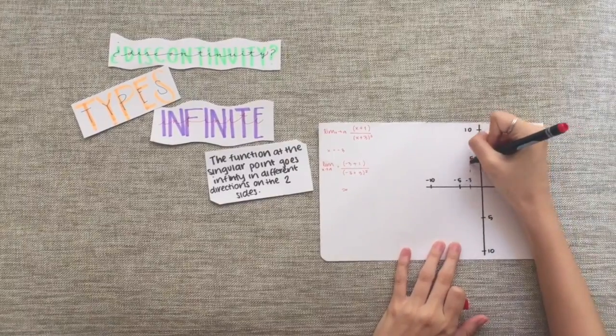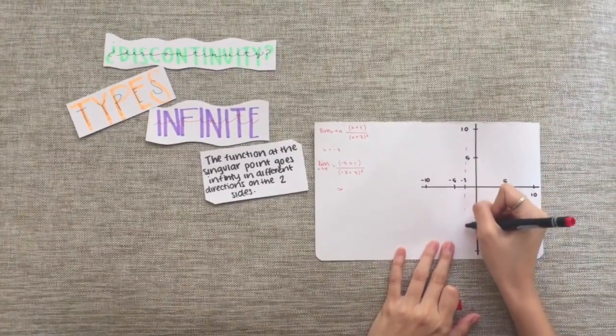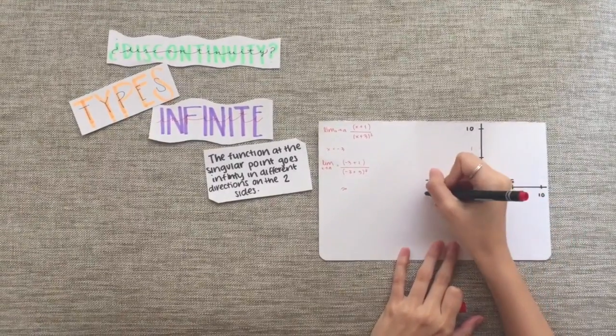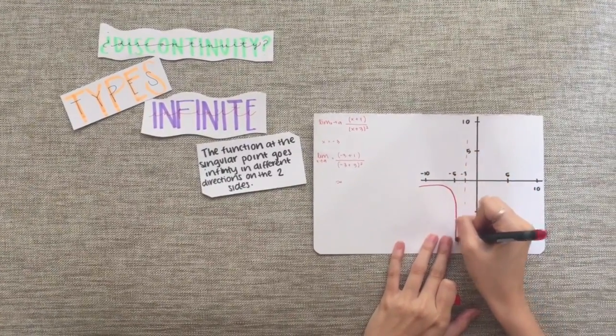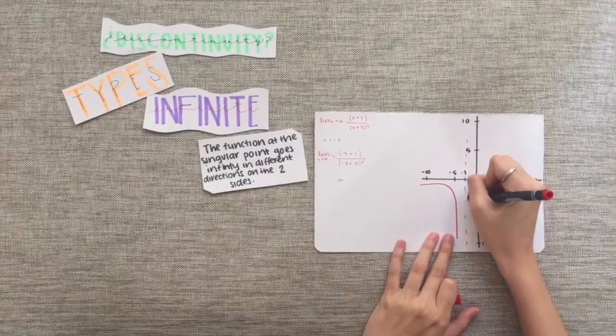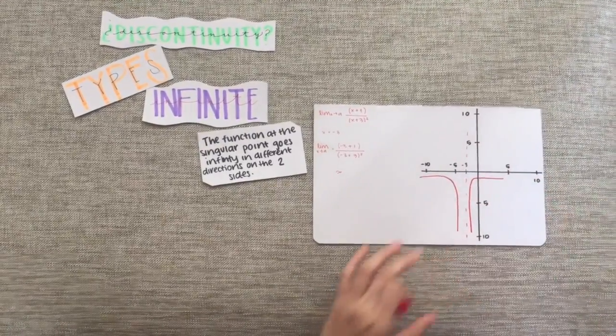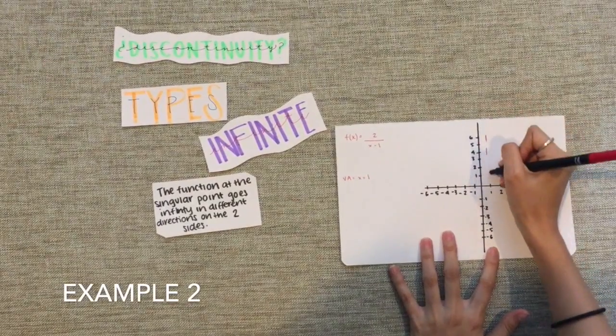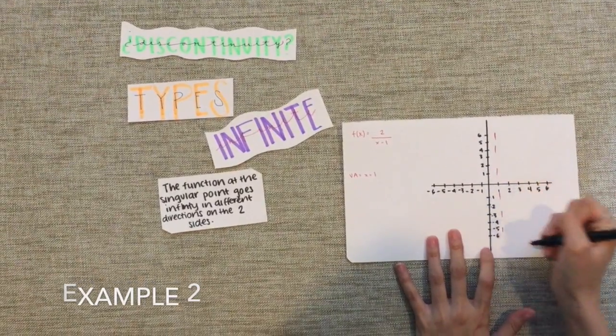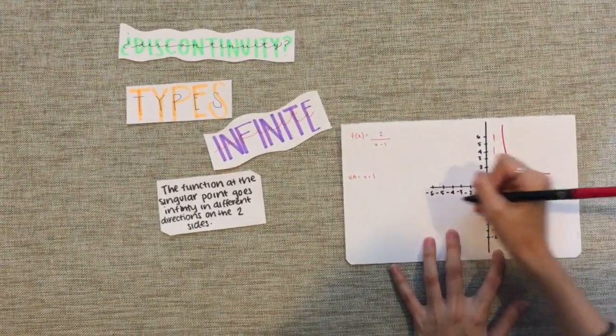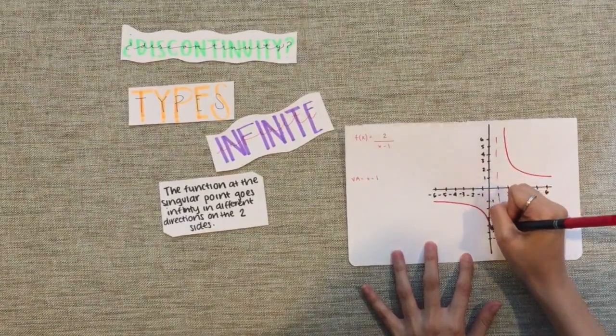In this type of discontinuity, we have infinite with different directions, one with an asymptote at 1 and one with the asymptote at 0. At 1, it goes like this and like this.